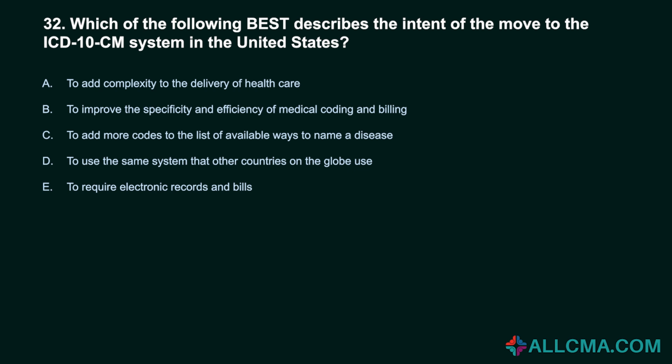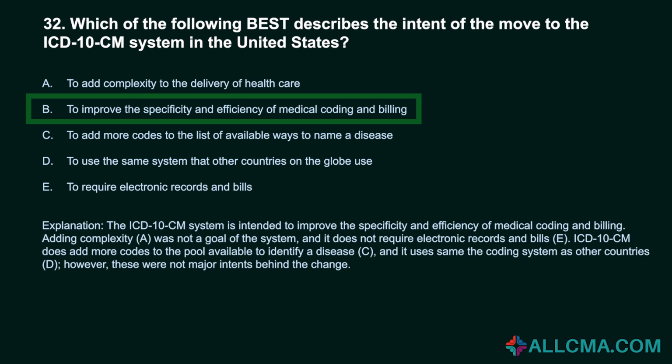32. Which of the following best describes the intent of the move to the ICD-10 CM system in the United States? A. To add complexity to the delivery of healthcare. B. To improve the specificity and efficiency of medical coding and billing. C. To add more codes to the list of available ways to name a disease. D. To use the same system that other countries on the globe use. E. To require electronic records and bills. Correct answer: B. To improve the specificity and efficiency of medical coding and billing.